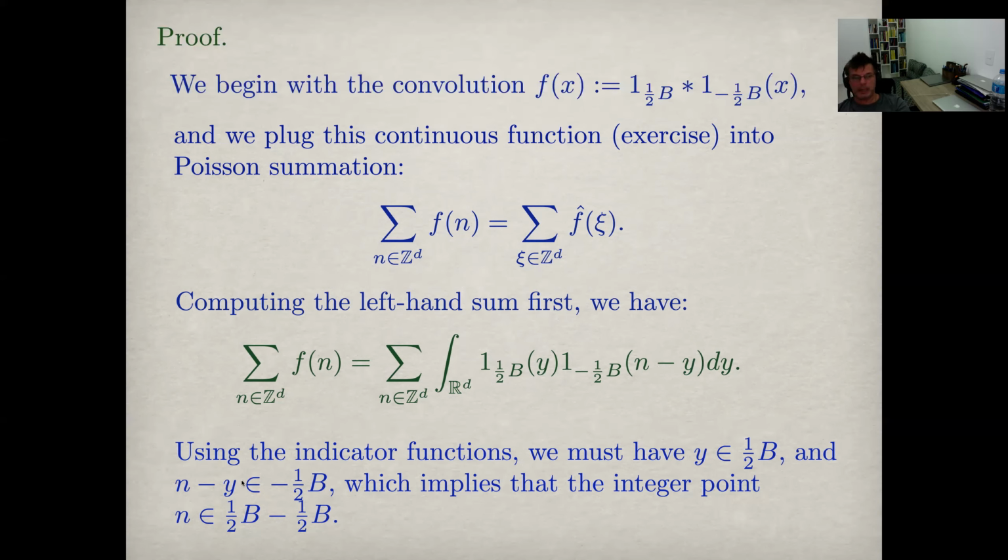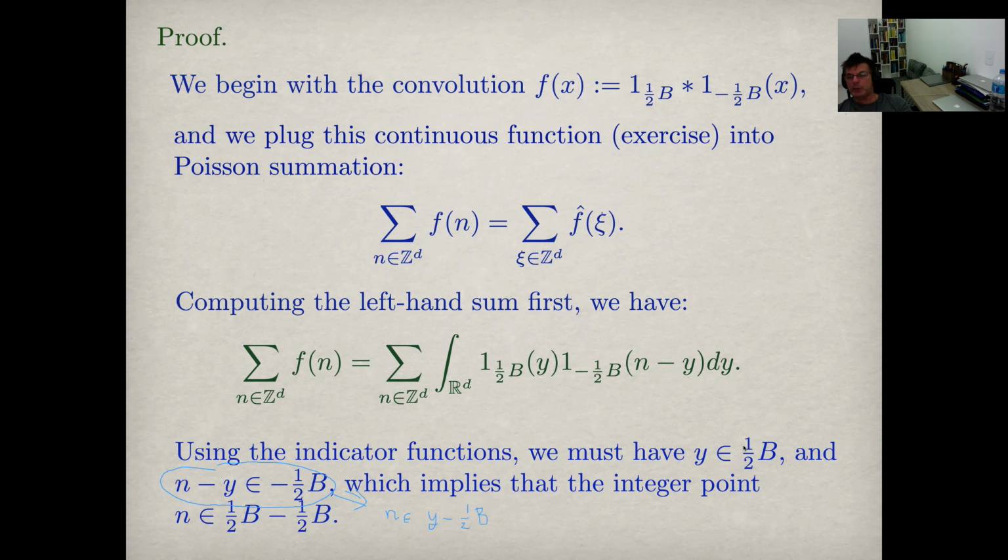So we wrote this on the bottom here, but both of them together imply that n must be in y plus minus 1/2 B. In other words, n must be in 1/2 B minus 1/2 B. Just to review a little bit, to go a little bit slower for us, let's see. So this identity here below, n minus y in 1/2 B, this implies that n is in y minus 1/2 B, just by taking y to the other side.